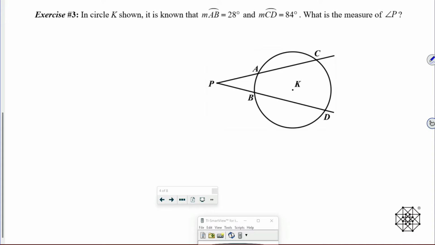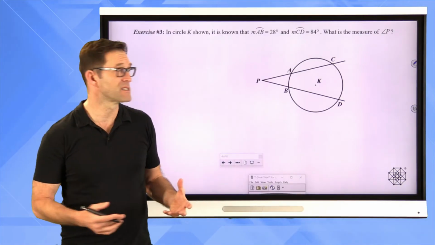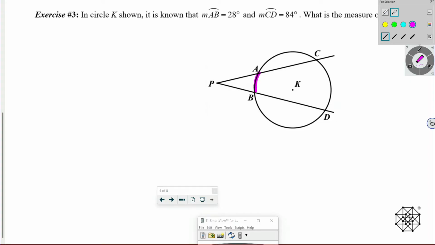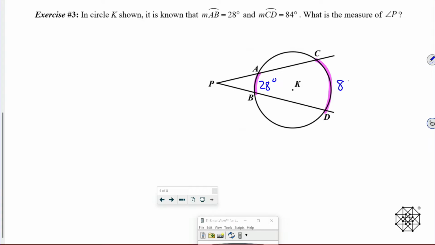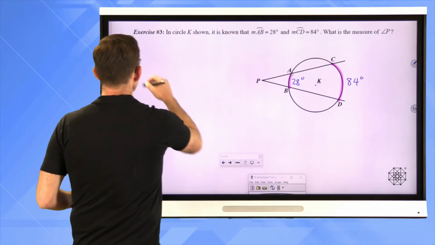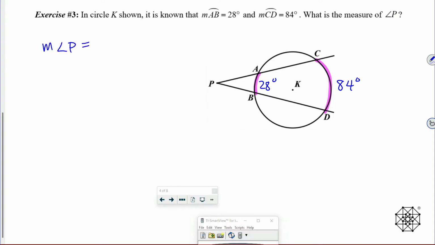In circle K shown, it's known that the measure of arc AB is 28 degrees and the measure of arc CD is 84 degrees. What is the measure of angle P? All right, this is about the easiest case that you possibly get, because we've got these two arcs that are intercepted, arc AB and arc CD. The smaller one measures 28 degrees and the larger one measures 84 degrees. And our theorem simply says that the measure of angle P is going to be that larger one, 84, minus that smaller one, 28, all divided by 2.